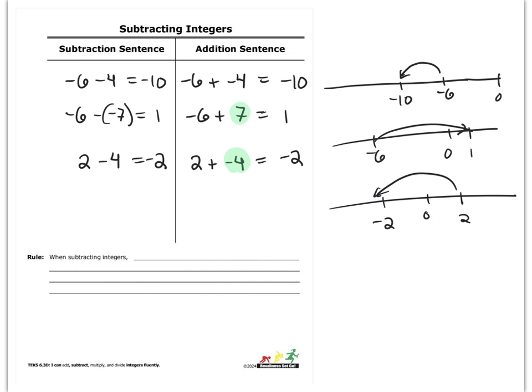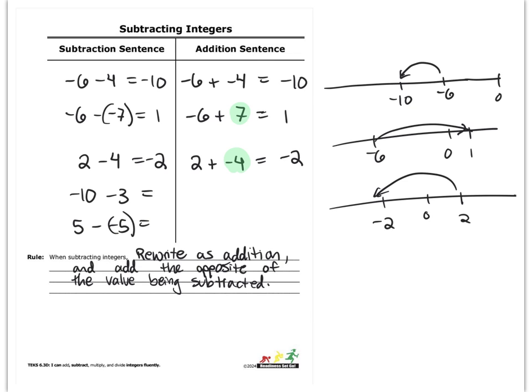Let's practice with a couple more. So we're starting out with negative 10 minus 3. Let's rewrite it as addition. That's going to become negative 10 plus negative 3. So negative 10 minus positive 3 becomes negative 10 plus negative 3. That's easier for me to think about because I know 10 plus 3 is 13. So this is going to be negative 13.